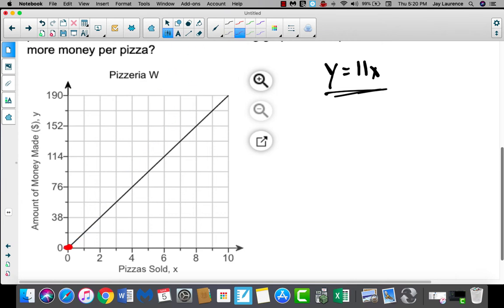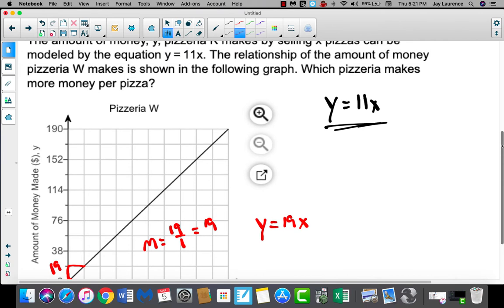Well, there's the y-intercept. What are they counting by? Well, 38 divided by 2 is 19. They're counting by 19. And if we rise 19 and then we run 1, our slope is 19 over 1, or just 19. So Pizzeria W's equation would be y equals 19x. We don't have anything added on to the end because the y-intercept is 0. Pizzeria W is the more expensive one, and it's making more money per pizza. Hopefully it's a better quality pizza because that's a big price difference, right?